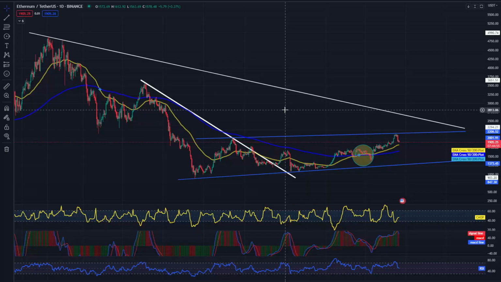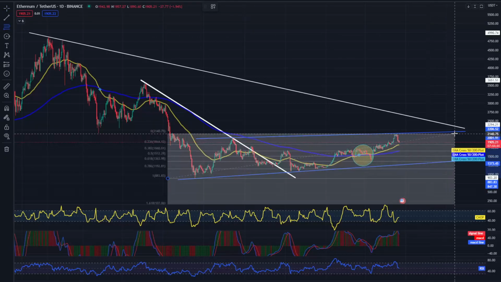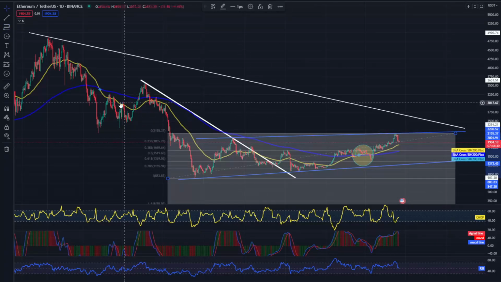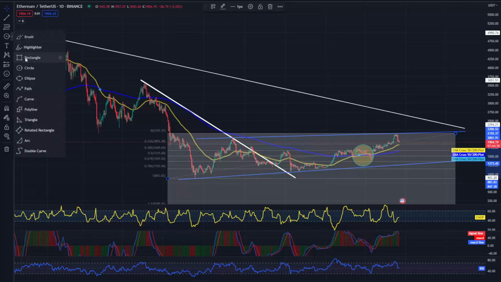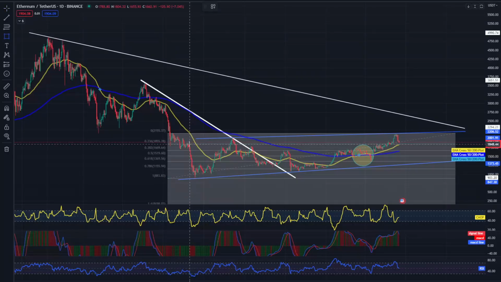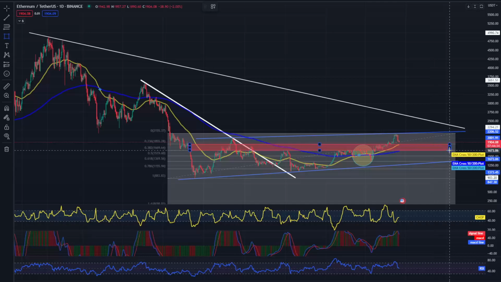Now let's move on to checking where the price should meet support in the event of a continuation of the current correction. And here we can first mark the strong support zone from $1,848 to $1,673.